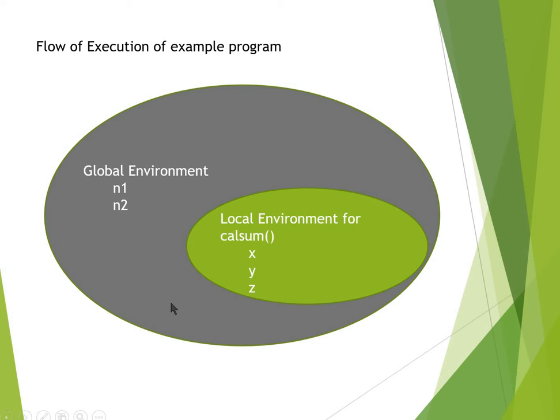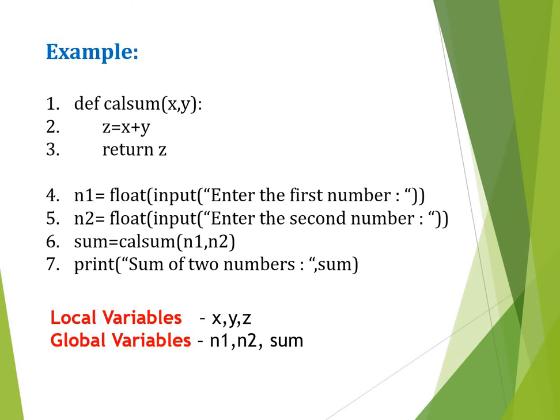Now, flow of execution: how does this program execute, in which order will it get executed? Look at the example carefully. First, when line 1, def calsum(x, y), is encountered, it will skip all these statements and come to the main program, line 4. So execution begins, and once the variable n1 is encountered, the global environment will be created. Inside the global environment, n1 will be added.